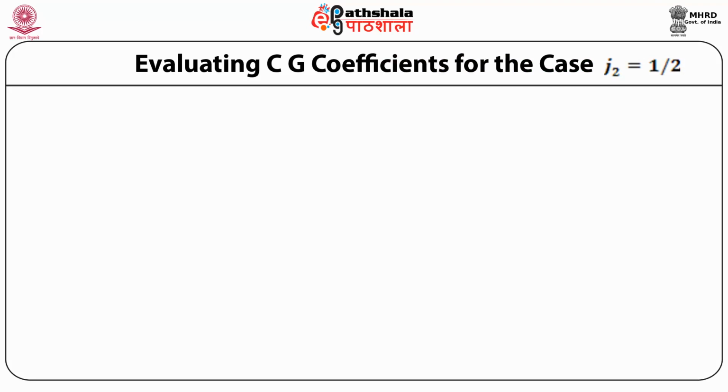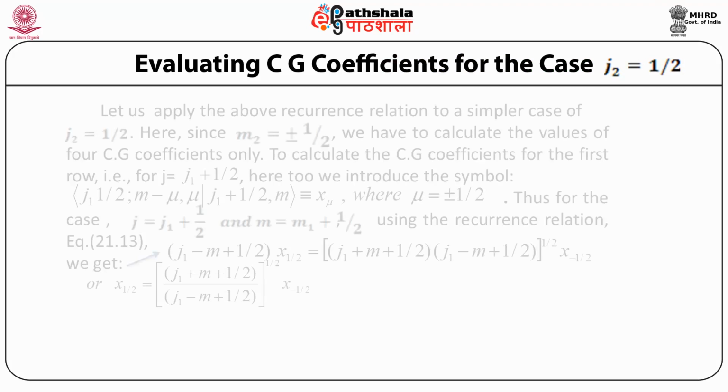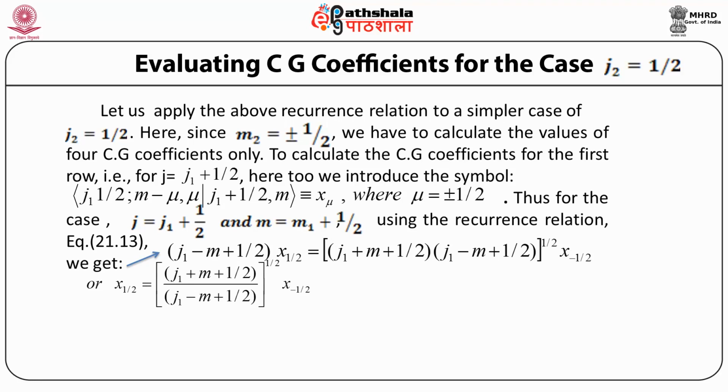Evaluating CG coefficients for the case of j2 equals to half. Let us apply the above recurrence relation to a simpler case of j2 equals to half. Here, since m2 is equal to plus minus half, we have to calculate the values of 4 CG coefficients only. To calculate the CG coefficients for the first row, that is for j equals to j1 plus half, here too we introduce the symbol j1 half colon m minus mu comma mu with product with the j1 plus half comma m kth vector equal to x mu, where mu equal to plus minus 1 by 2.